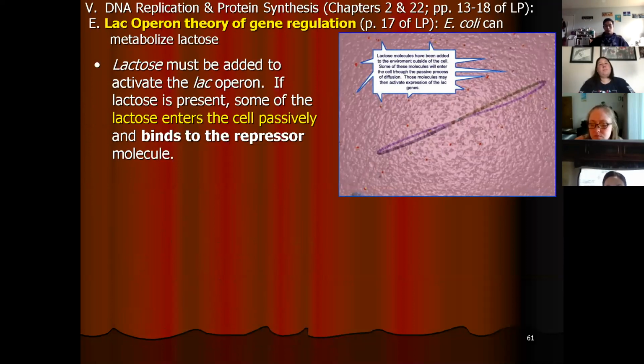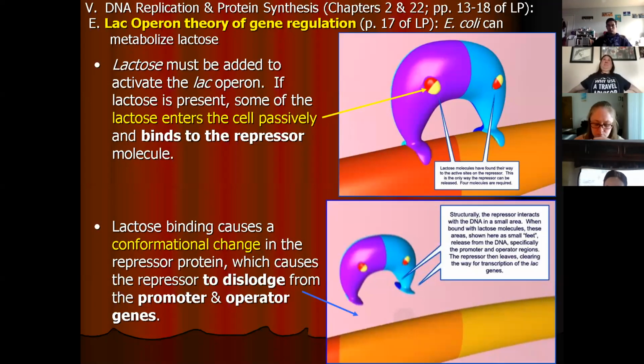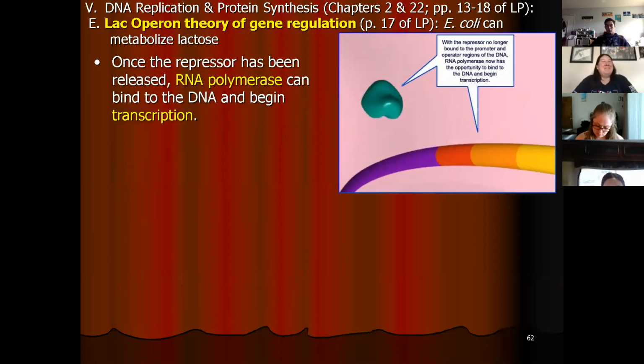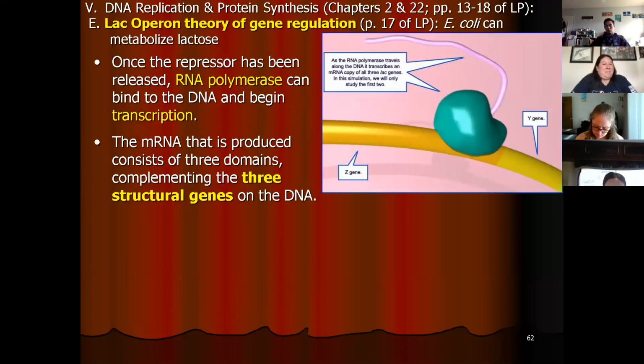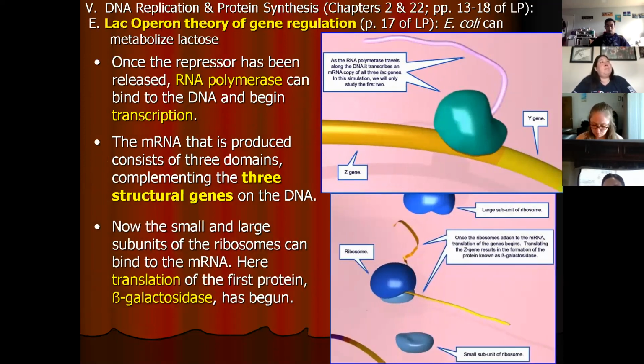if lactose passively enters the cell, the repressor protein actually has binding sites for lactose. And when lactose binds to the repressor protein, it changes shape and causes it to fall off the operator gene. Well, now the DNA is no longer blocked from RNA polymerase. It can move on in and start doing transcription. And it does all three in one, and one of them is beta-galactosidase.